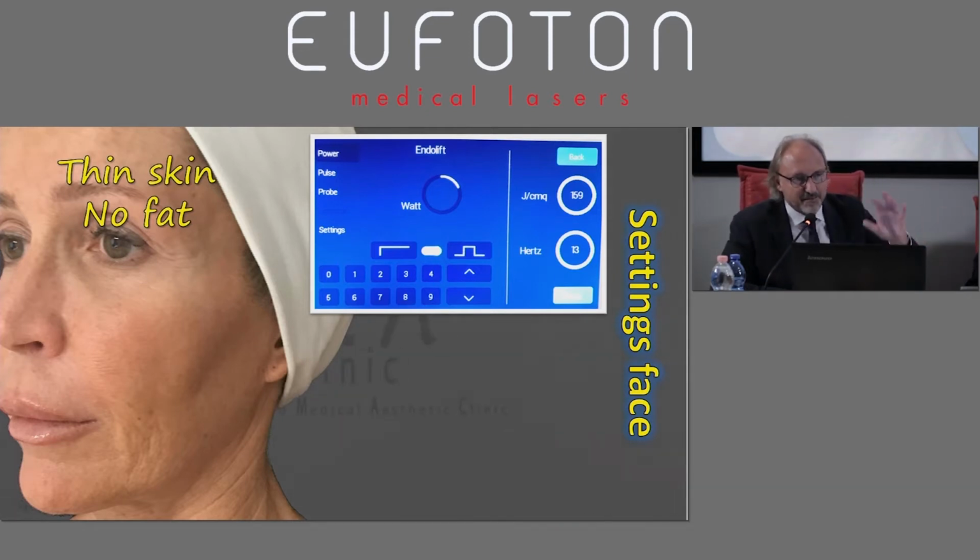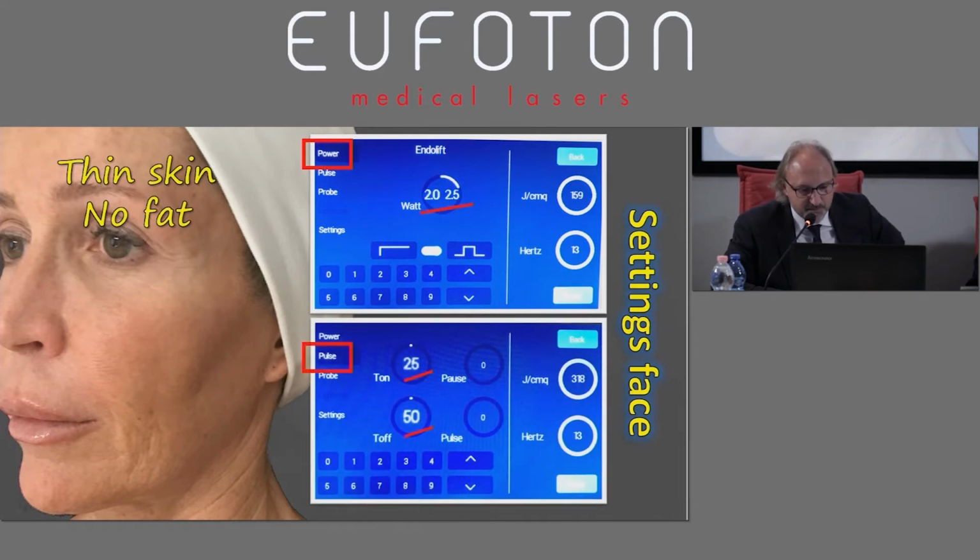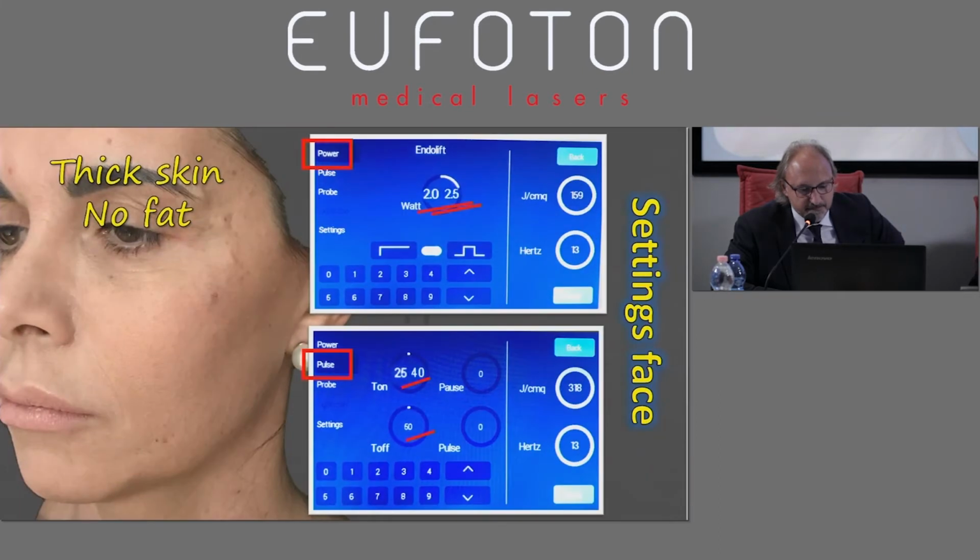It is possible to customize the machine setting. Identify typical patients: the first has thin skin, thin tissues, and no fat. In these situations we have to preserve a minimum amount of fat. Parameters mean 2.5 watts for power, 25 T on and 50 T off. So pulse.